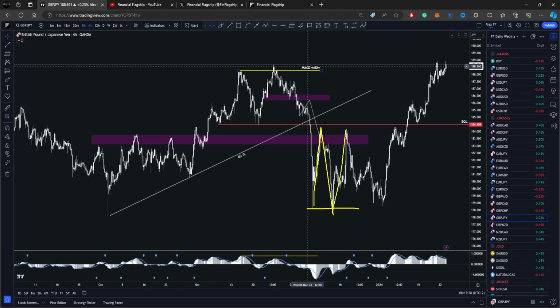Afterwards it started this up wave, which was a bit confusing at that time because the pattern was stuck between these two levels here, and it was pretty hard to guess if this is the start of the uptrend again or one more deeper pullback before the price drops again.